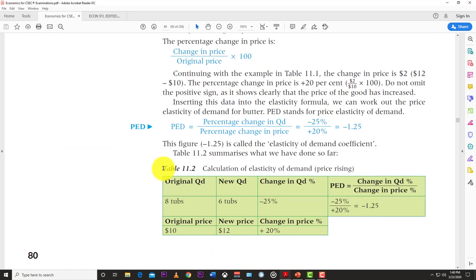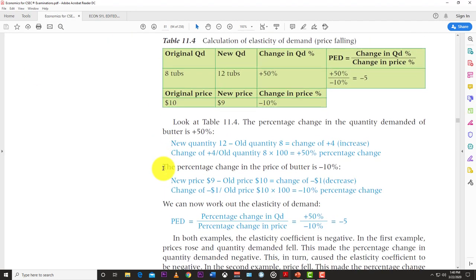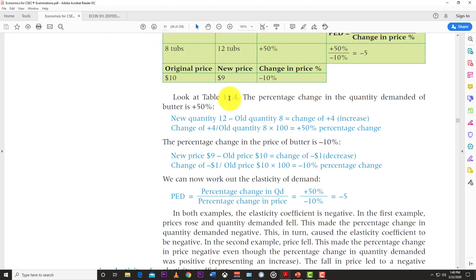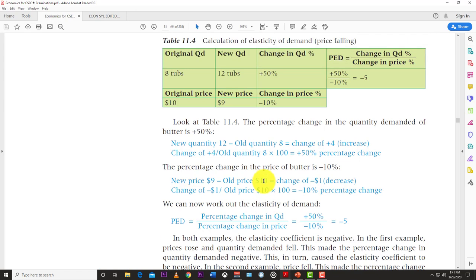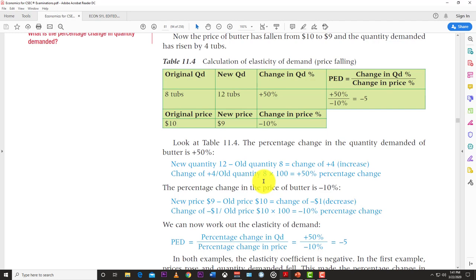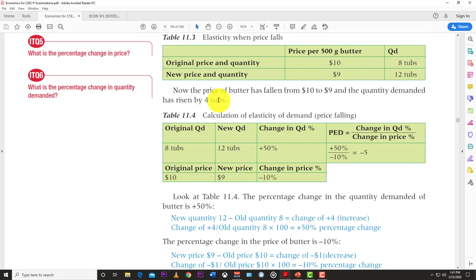Now let's look at it from a next angle. Go back to the same example. Look at table 11.4. The percentage change in quantity demanded of butter is 50%. The new quantity, 12, minus the old quantity, 8, is a change of 4. So look at it from the fact that the price of butter actually fell as opposed to the one where it increased. So let's look at that one now.